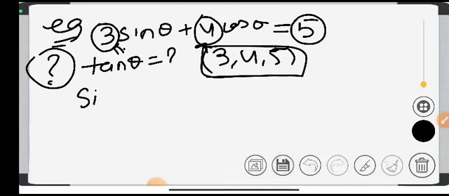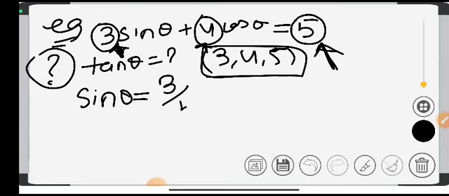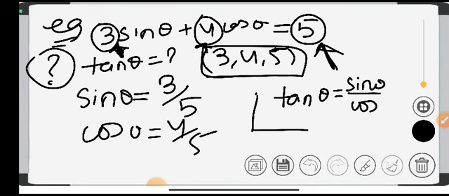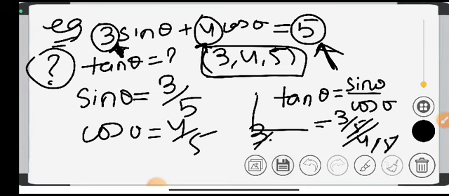So what is sin theta? Sin theta is perpendicular upon hypotenuse. Perpendicular is 3, hypotenuse is 5. What is cos theta? Cos theta is base upon hypotenuse. Asking tan theta. What is tan theta? Tan theta, you have studied this, is sin theta upon cos theta. Sin theta is 3 by 5 and cos theta is 4 by 5. So 5 and 5 are crossed out. Tan theta is equal to 3 upon 4. Do you understand, everyone? Okay.